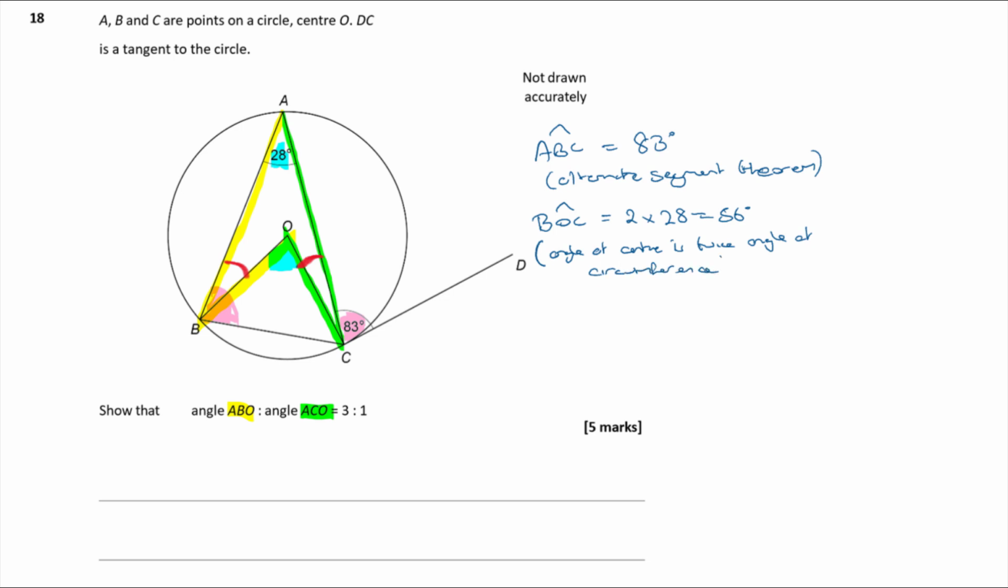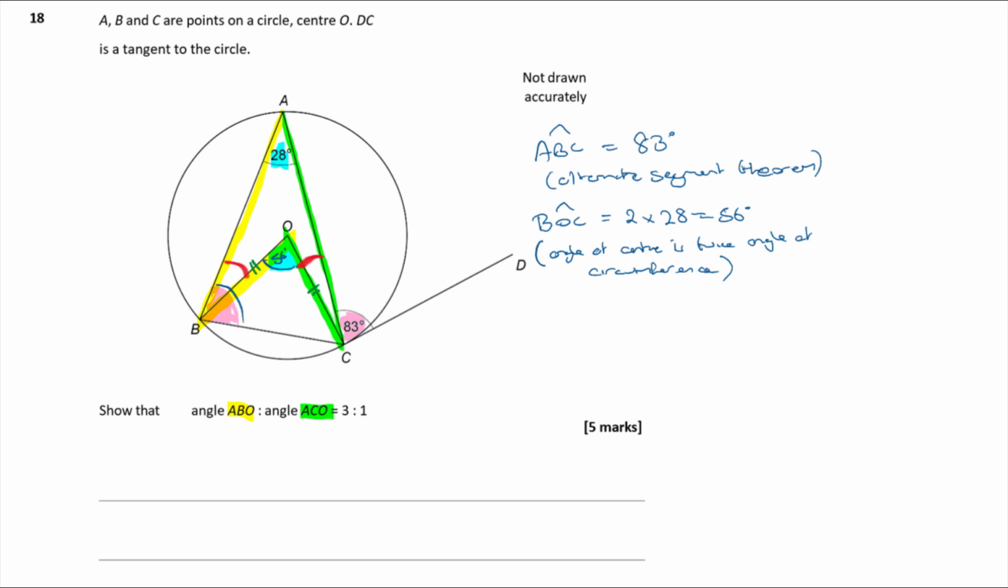So for the paper, it's good to memorize these little statements for each of the various rules that you need to know about, because for the show that questions or the proof questions, you do need to justify your reasoning. So angle at the center is twice the angle at the circumference. So I know that BOC is 56, so I've got that one. And I know that triangle BOC is an isosceles triangle, isn't it? Because OB and OC are both radii. So that is a radius and that is a radius, so they're both equal in length.